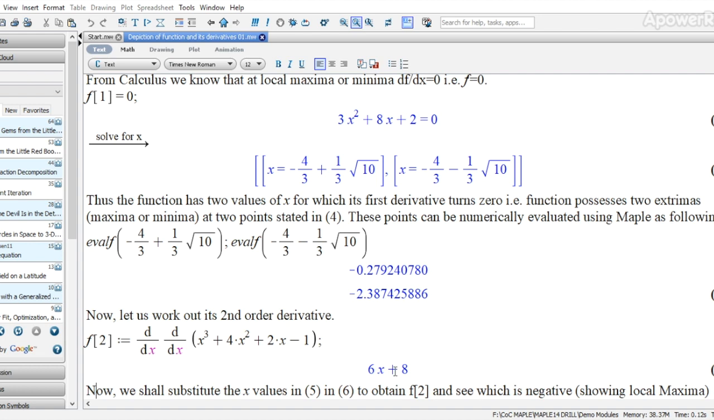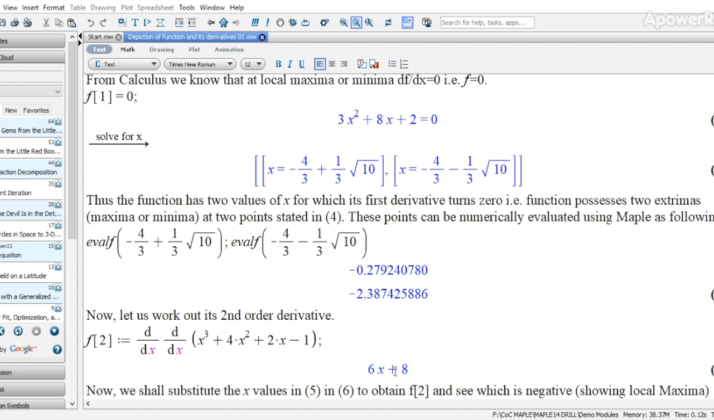The first order derivative 3x square plus 8x plus 2 equal to 0. This condition will offer us two roots which are appearing as equation number 4, and if you want the numerical value of these two roots, you can use the eval function, and it appears that they are minus 0.27 and minus 2.38. These are the two locations on the x-axis where the function possesses either maxima or minima.